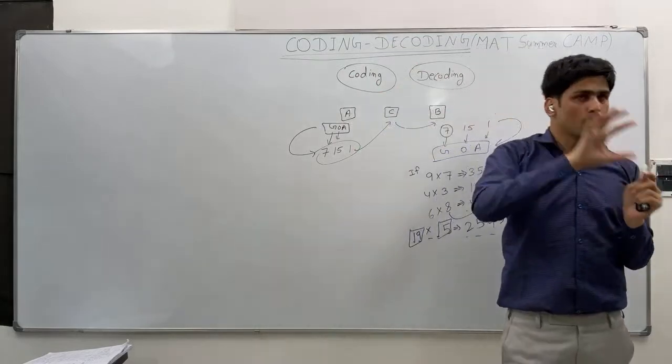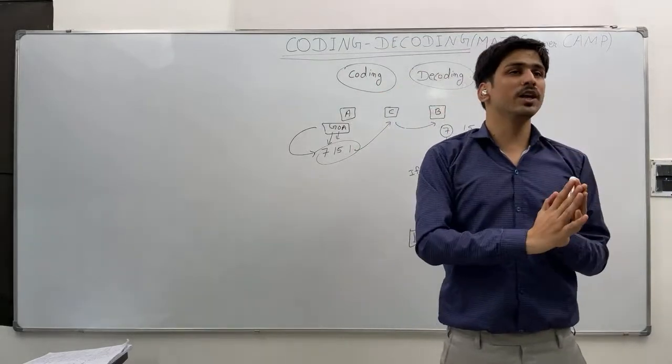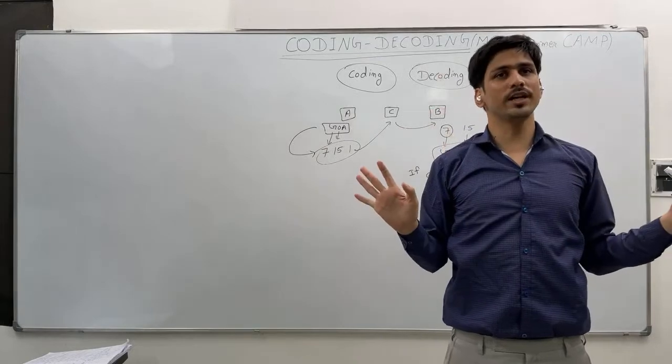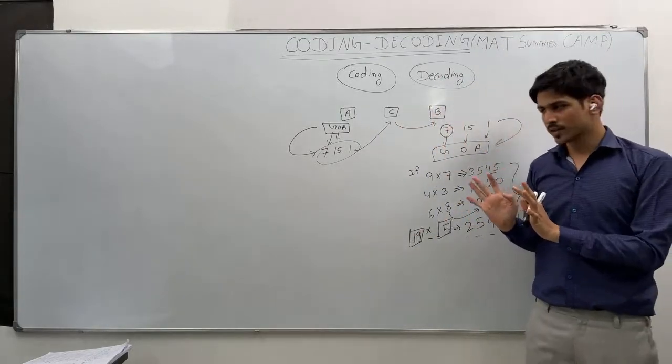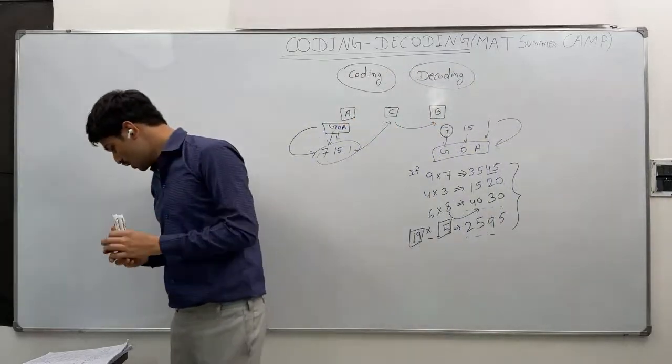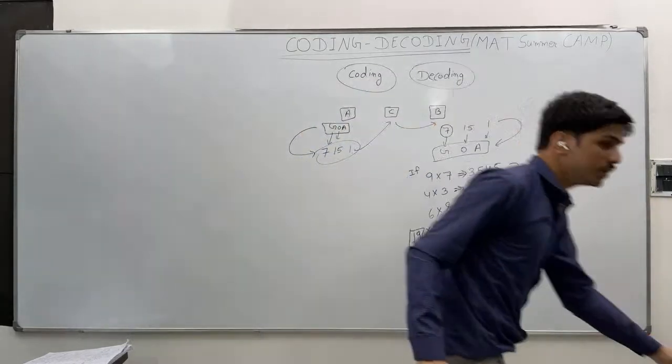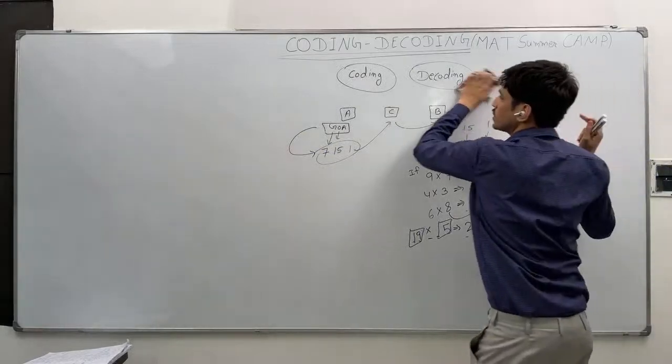It means in coding and decoding problems, our main agenda will be to identify the set of rules, right? Once we know the set of rules, then we can easily do this. Is it clear? Okay. So I'll ask a simple question. This one is clear, right?